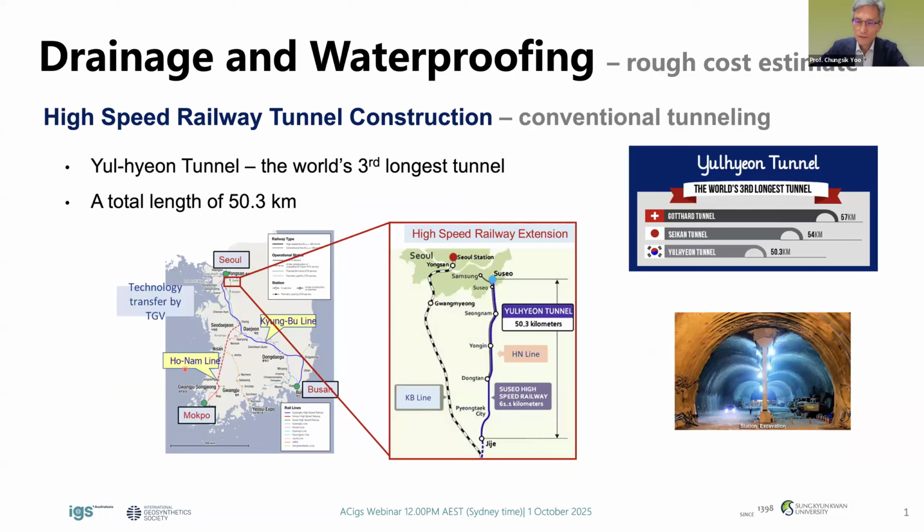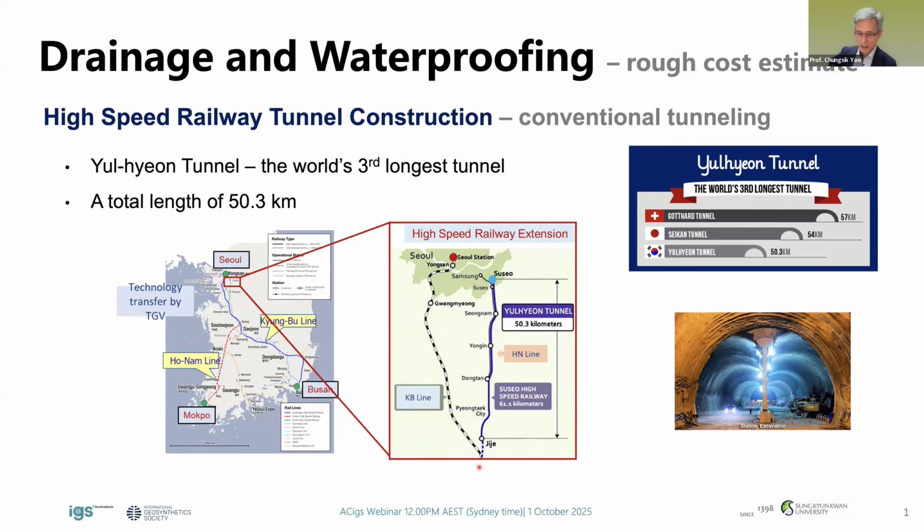During the construction of the second line, the Honam line from Seoul to Mokpo, we built the Yulhyun tunnel, from the station called Susa to Jije. The length is 50 kilometers. At the time of completion, it ranked as the third longest railway tunnel in the world. The diameter is about 13 meters.